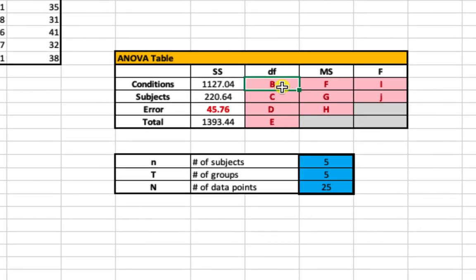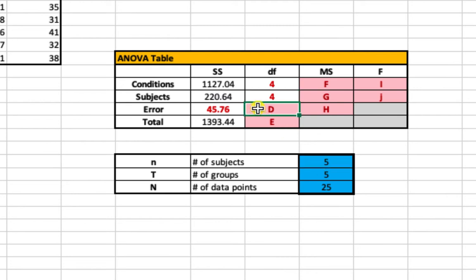For our conditions degrees of freedom, this is looking at between group comparisons, or between each minute that we've collected. So to calculate degrees of freedom for conditions, we will do the number of groups minus 1. Degrees of freedom for subjects will be similar, where we're looking at total degrees of freedom across the subjects. So we're going to use the number of subjects minus 1. We do equals number of subjects minus 1.